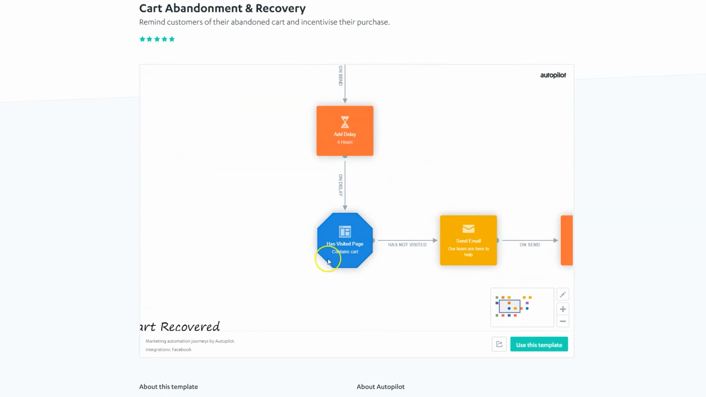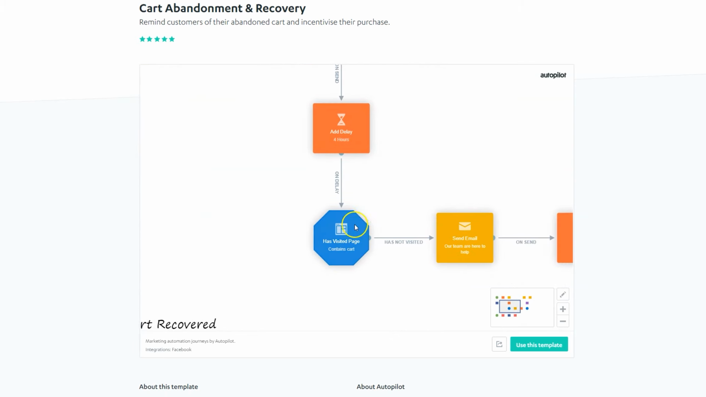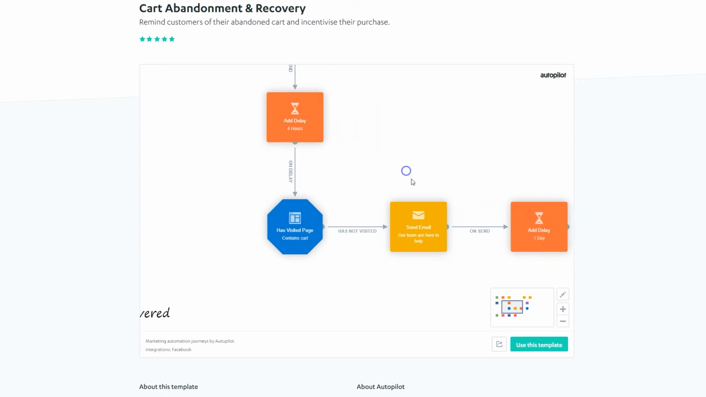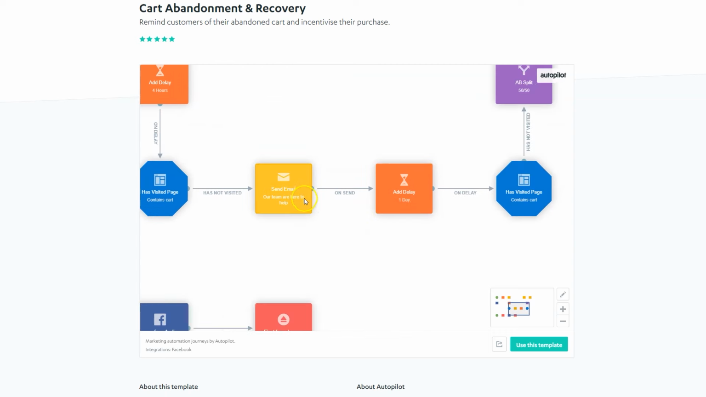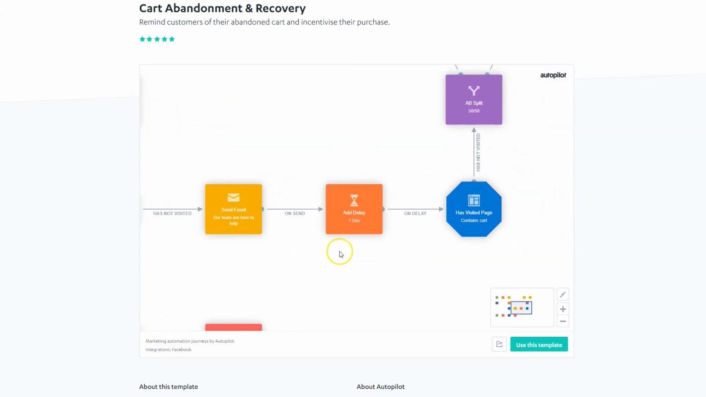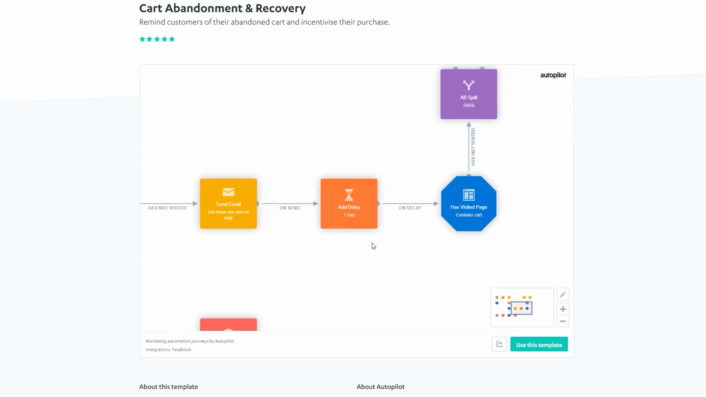And then there's an if here, a condition. If they visited the cart again, and if they have not visited, then you're sending another email here, saying our team is here to help. So basically just continuing to reach out to them and see if they need anything else, and see if you can nudge them towards making that purchase.